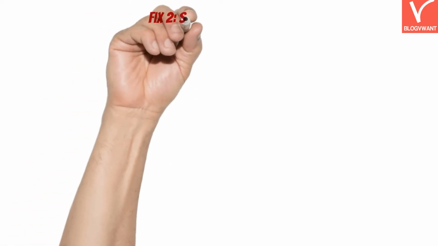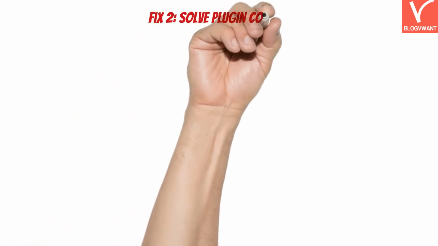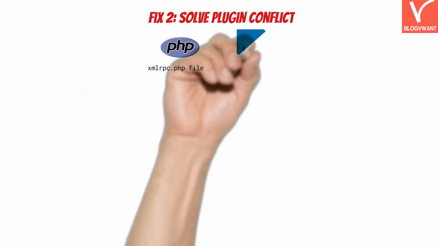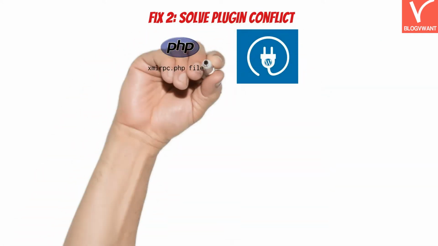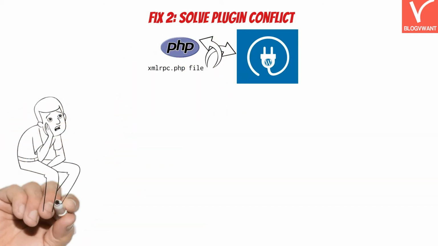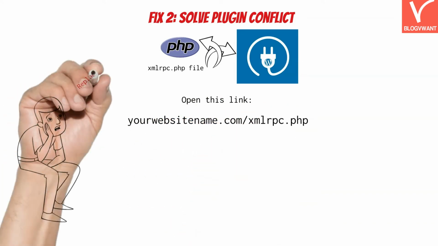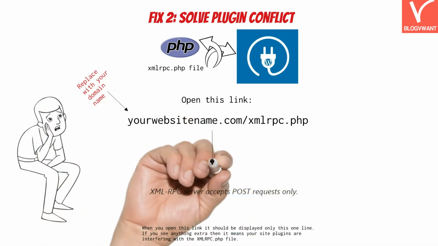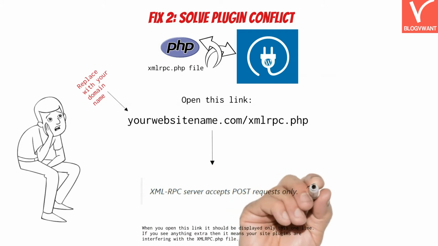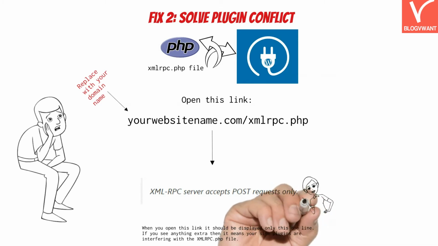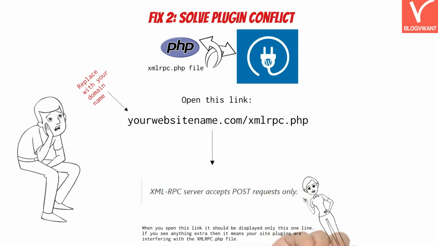Fix 2, solve plugin conflict. There is a higher chance that any of your plugins might be conflicting with your XML-RPC.php file. To check if it is true or not, open up the browser and open this link, yourwebsitename.com/xml-rpc.php. Make sure to replace yourwebsitename.com with your website URL. When you open this link, it should display only this one line. If you see anything extra, then it means your site plugins are interfering with the XML-RPC.php file.